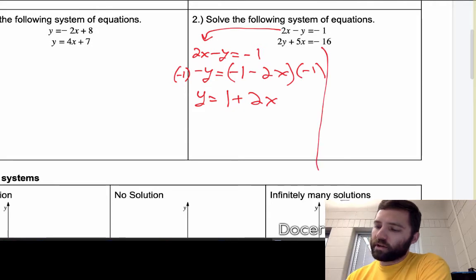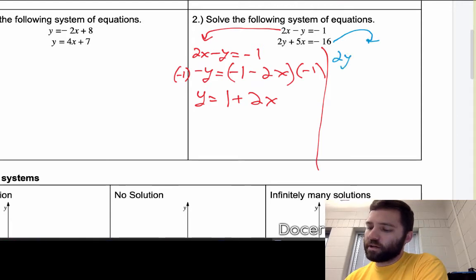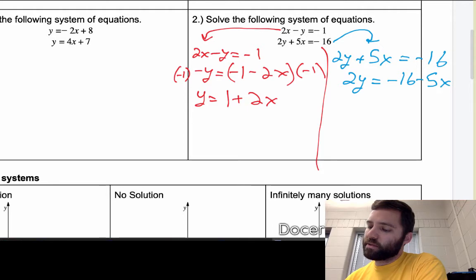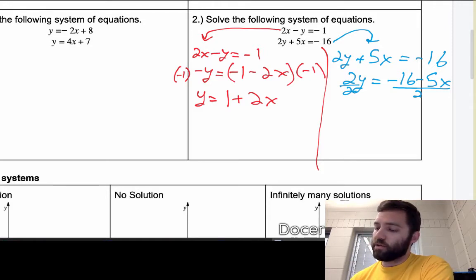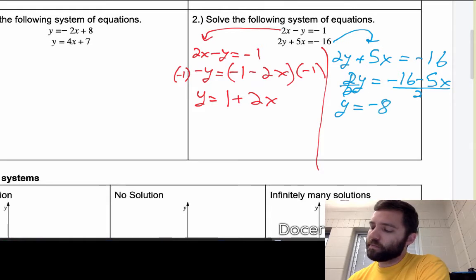And then we're going to come over here and get the other equation. So we've got 2y plus 5x equals negative 16. And then I'm going to minus the 5x over, so I'll get 2y equals negative 16 minus 5x. I'm going to divide both sides by 2. And so remember, when you divide multiple terms by a number, you divide it into each part, so you'll get y equals negative 8 minus 5 over 2x.